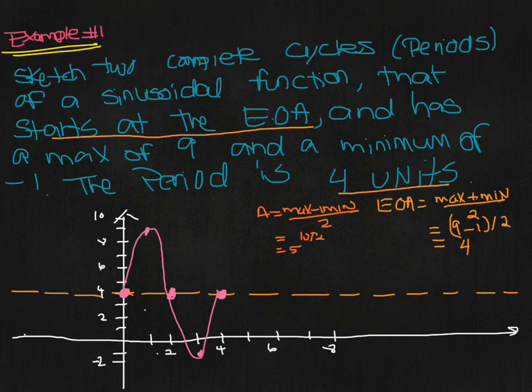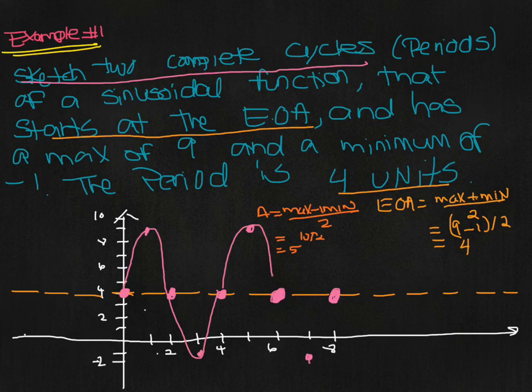But the question asked me to sketch 2 complete cycles. So I'm going to repeat the process. I know that every 4 units, I'm going to complete a period. So 4 plus 4 is 8, so that has to be another equation of axes point. Again, I know that right in the middle, I'm going to have another equation of axes. And in the first half, I'm going to have a maximum of 9, and then in the second half, a minimum of -1. Join my points, keep a nice smooth curve, and there you go.